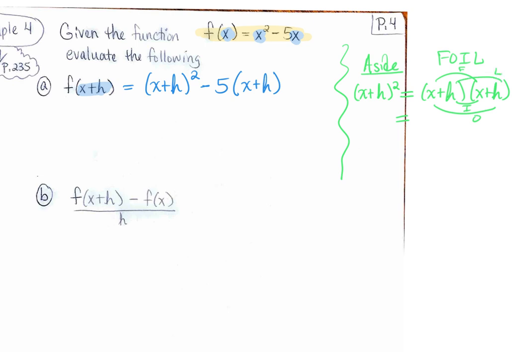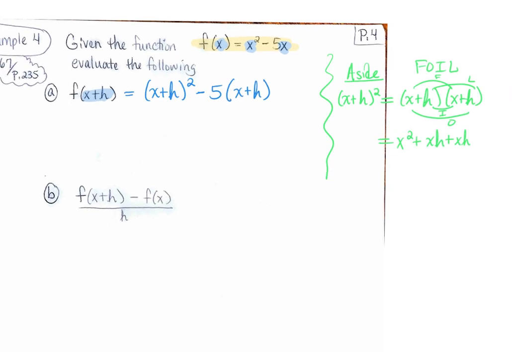X times x is x squared, plus your outer xh, plus your inner hx, which is the same thing as xh. They're the same thing. Very good. You write whichever one you want. They're the same thing. And then your last. So what goes before that? Plus h squared. Good. Simplify, you get x squared plus.